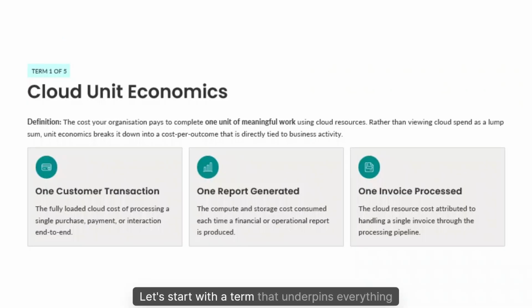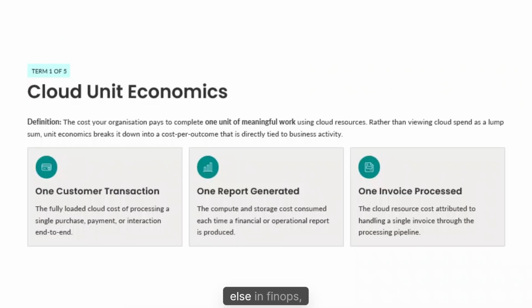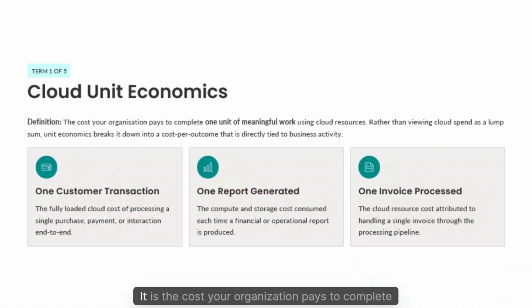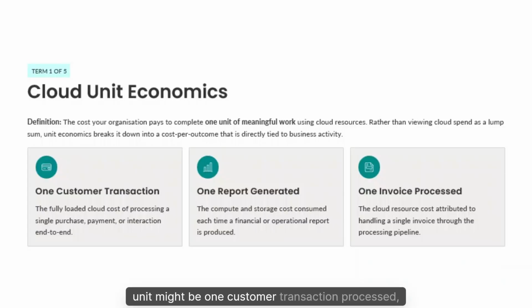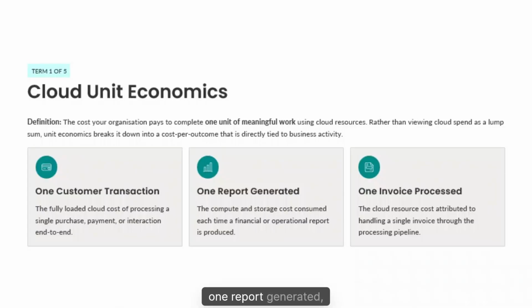Let's start with the term that underpins everything else in FinOps, and that's cloud unit economics. The definition is quite straightforward. It is the cost your organization pays to complete one unit of meaningful work in the cloud, not the total cloud bill. A unit might be one customer transaction processed, one report generated, one invoice sent, one API call completed. The specifics depend on your business, but the principle is universal.